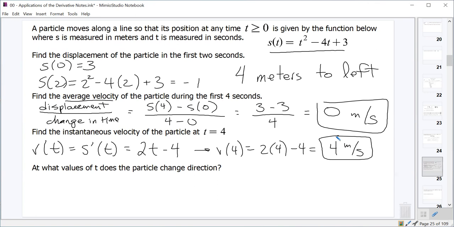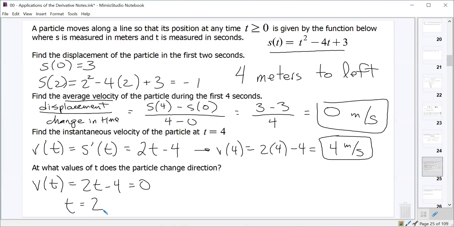And lastly, down here, we want to know when the particle changes directions. In order for a particle to change directions, if it's moving one direction, it has to stop in order to move back in the other direction, which means the only times that our particle could change directions is when it stops, when its velocity is 0. So we'll set v of t, which is 2t minus 4, equal to 0. Pretty easy equation to solve. That just gives us t equals 2 seconds.